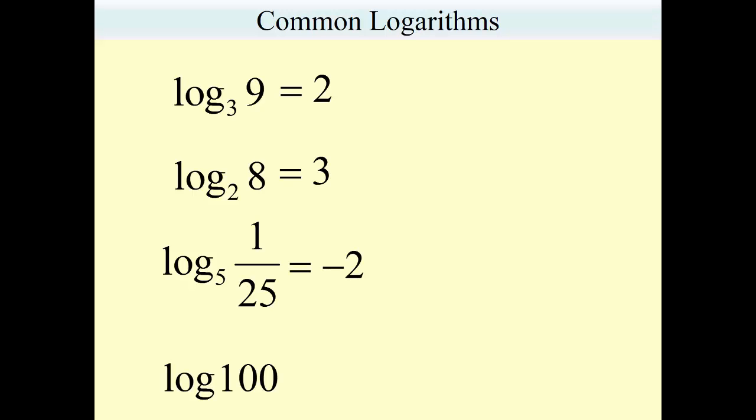Look at this. You notice a difference in this and all of the ones that we've talked about up to now is that there's no number at the bottom of the log. Over the last several hundred years, what has evolved in the world of logarithms is if it is a 10, we don't even bother writing it. We just write log without the number at the bottom, and it's understood to be a 10. This is called common logarithms, base 10.